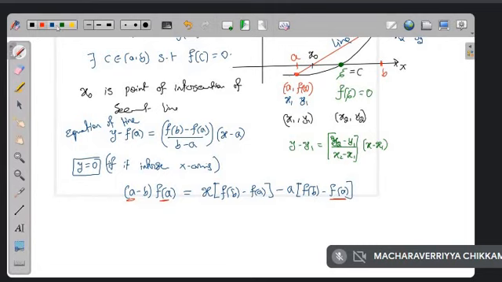So if you keep x on one side and send everything to the other side, you can find that x equals... what is it? So x you keep on this side. In the denominator, obviously you will get f of b minus f of a. And in the numerator, a into f of b minus b into f of a. Right, now this is the initial approximation.